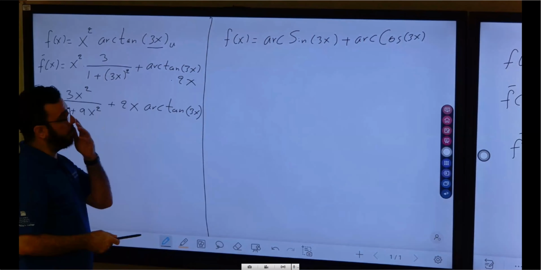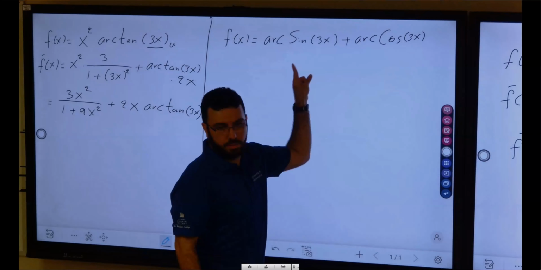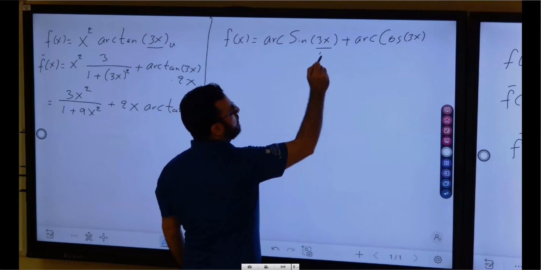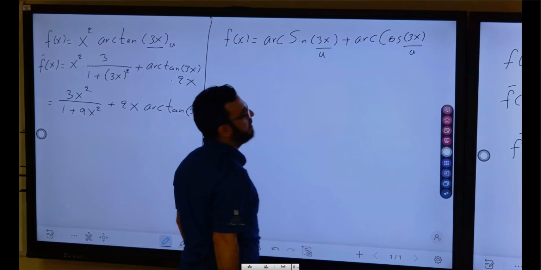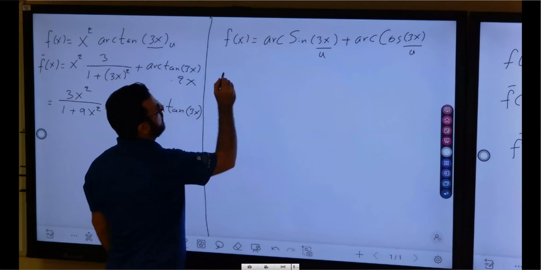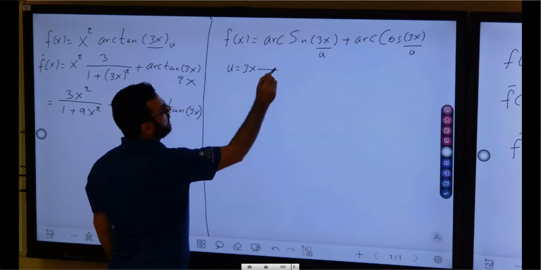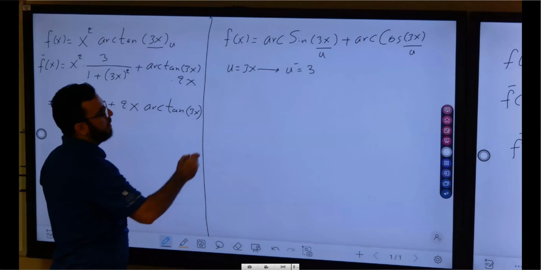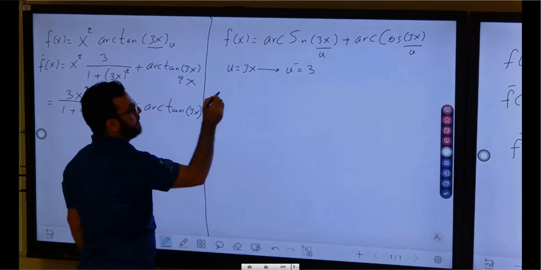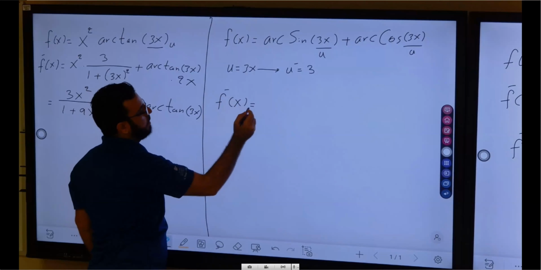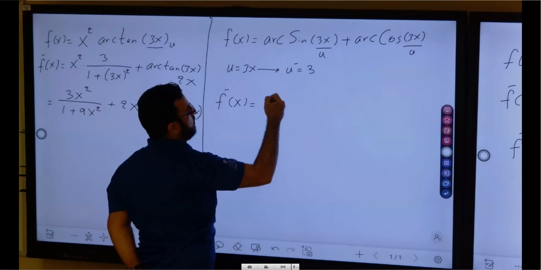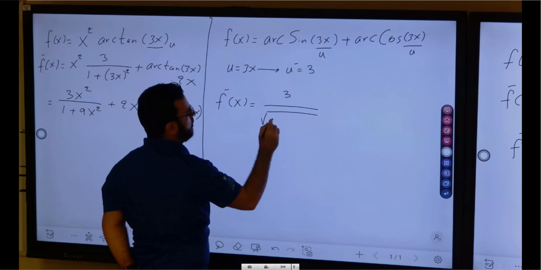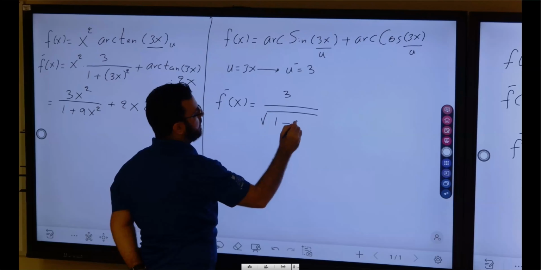Be careful, it's not the product rule, it's a plus between these two functions. Yes or no? So here is the u, exactly the same angle. I already know u equals 3x, u prime is going to be 3. The same angle, so I don't have to do it twice. That means the derivative for the arcsine is going to be u prime, which is 3, over the square root of 1 minus u squared, 3x squared.